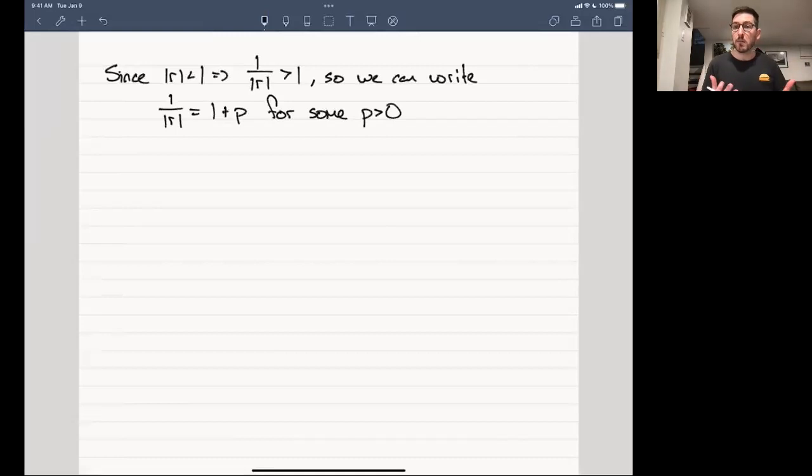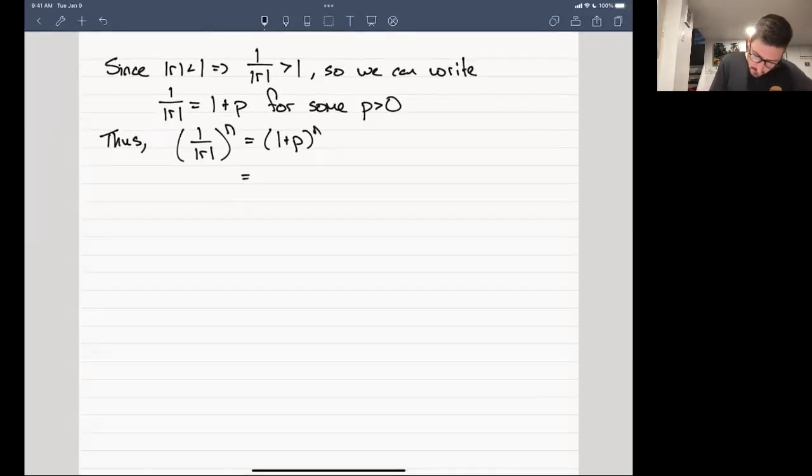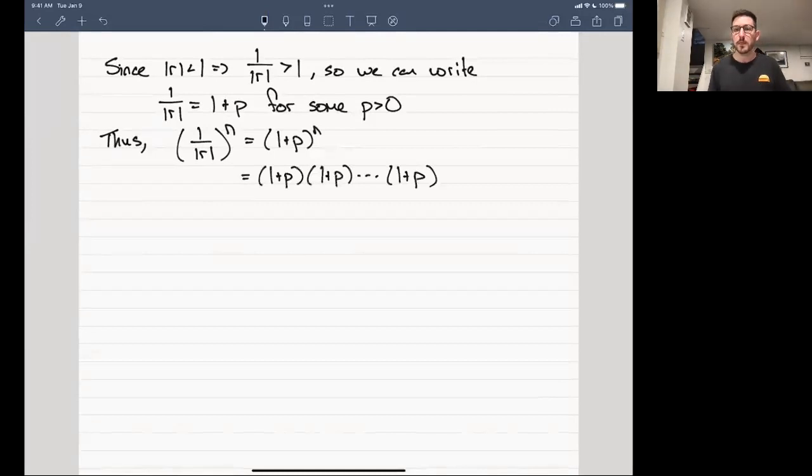So again, think about, my age is bigger than 1. So I am 31. That means that I am 1 plus another 30 years, right? So that's exactly the same idea here. So thus, we can take 1 over the absolute value of r to the n. Well, this becomes 1 plus p to the n, which is just repeated multiplication. So this is 1 plus p times 1 plus p all the way down. You do this exactly n times.